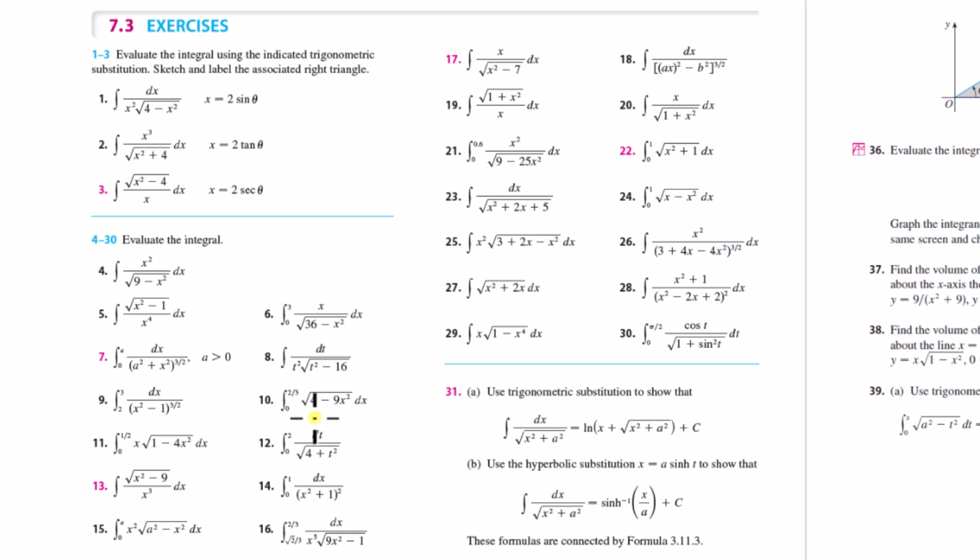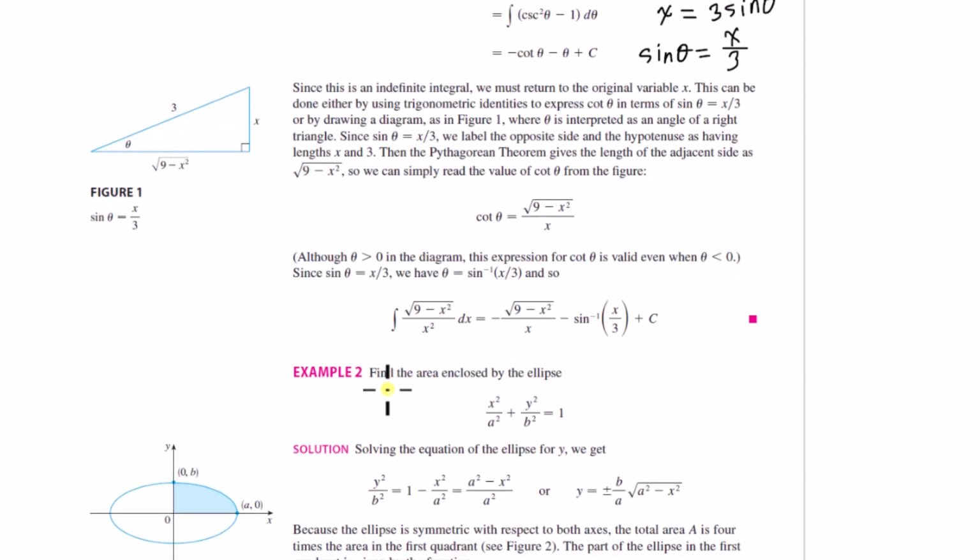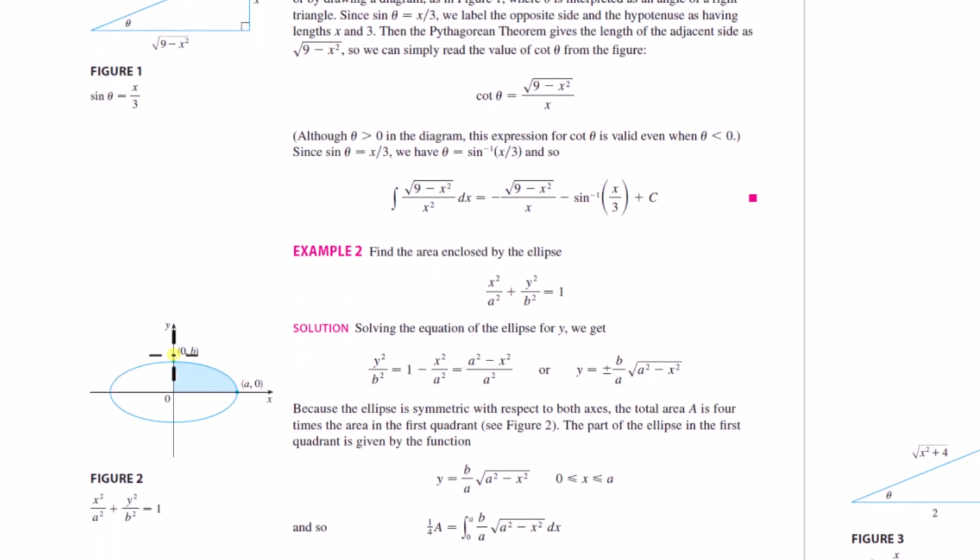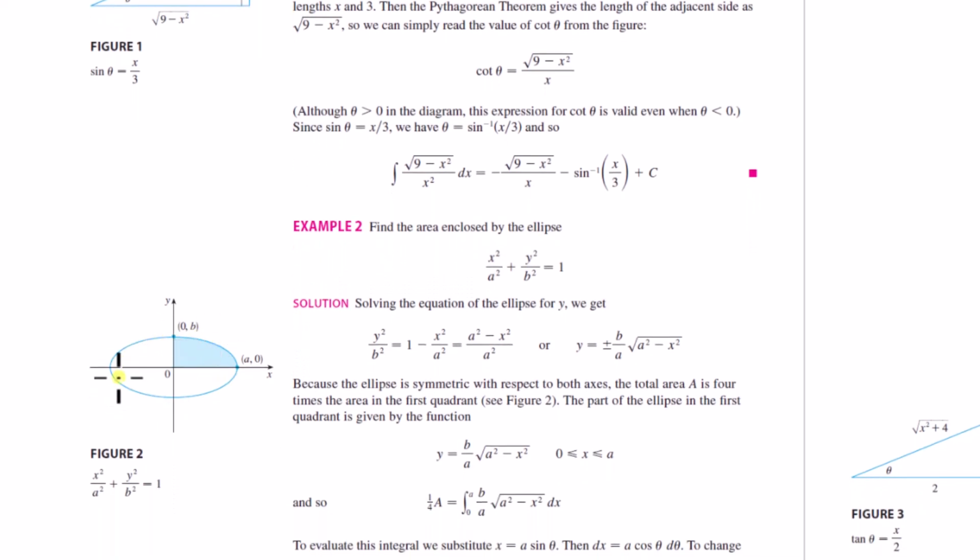That's why it's most commonly going to be the most valuable when it comes to an even root. Okay. Find the area enclosed by the ellipse. So this entire area, and here's the equation for this ellipse. And so what we're going to do is, if we can get y as a function of x or x as a function of y, and then integrate with respect to x or y, then we can get this area.